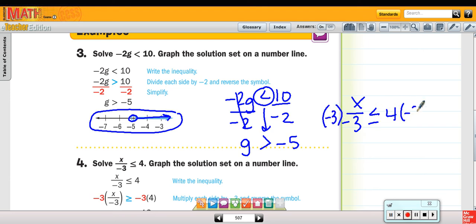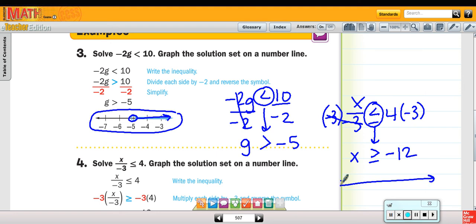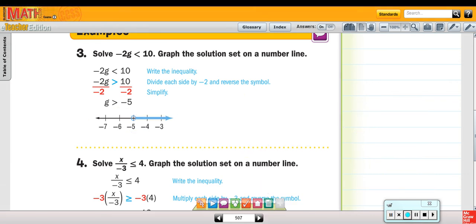Well, I'm going to multiply both sides by a negative 3. The minute I'm multiplying or dividing by a negative, I know that this sign right here is going to reverse. So instead of less than or equal to, it becomes greater than or equal to. So I'm left with x is greater than or equal to negative 12. If I graph that, here's my negative 12, negative 11, negative 10, negative 13, negative 14. It's going to be a closed dot because it's equal to, including that value. And it's going to be all the values that are greater than negative 12, going to the right to get greater values.